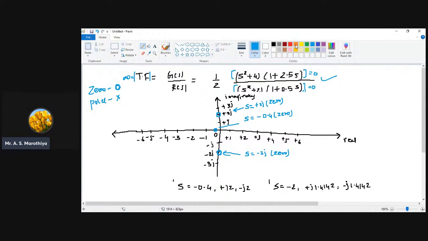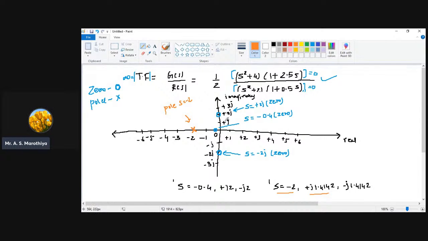Now let us try to indicate the poles in the S-plane. One pole is available at -2, and poles are indicated by a cross. So here we need to indicate a cross symbol. This indicates a pole available at S equals -2.